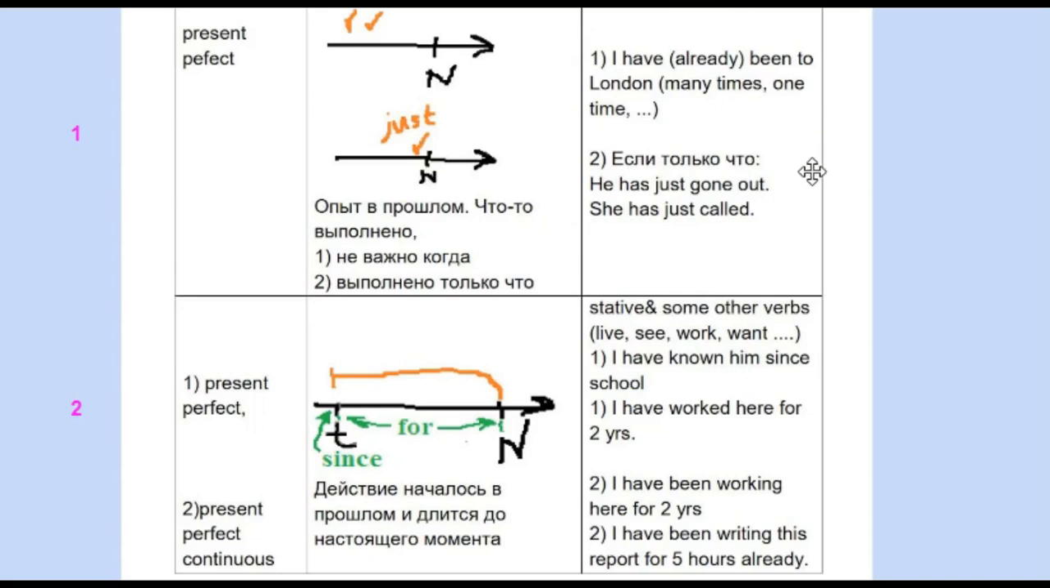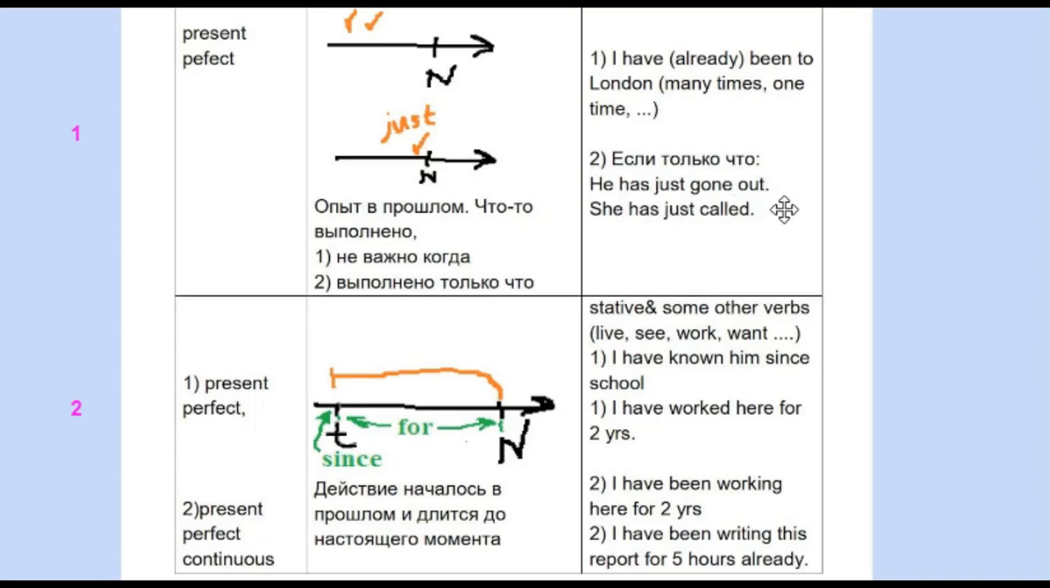Є один виняток у використанні present perfect з використанням слова just, тільки що. Коли використовується слово just, тільки що, це теж означає, що ми не кажемо точний час. Це означає, що тільки що щось трапилося, і це випадки, коли теж використовується present perfect. Один з винятків, один з випадків.